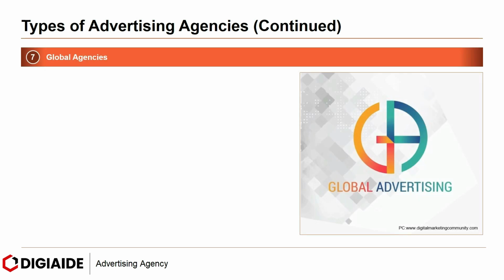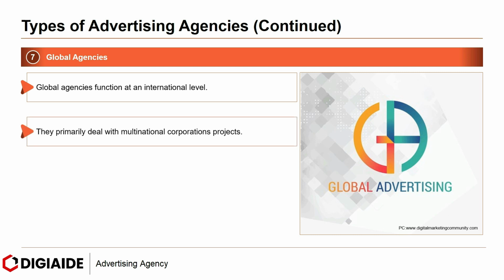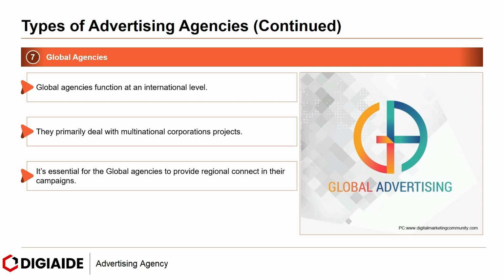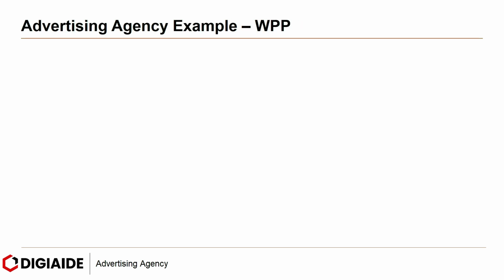And finally, global agencies. Global agencies function at an international level. They primarily deal with multinational corporations' projects. It is essential for the global agencies to provide regional connect in their campaigns. Big companies come to global agencies to create and implement advertising campaigns in various countries. Now let's look at an example of the big four global agencies, which have several sub-agencies under them.